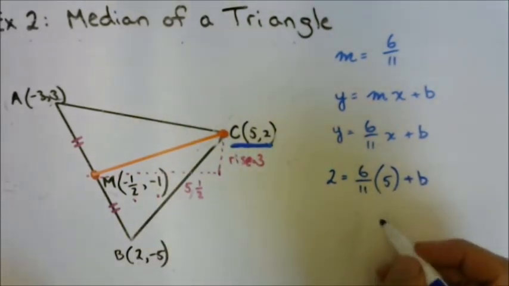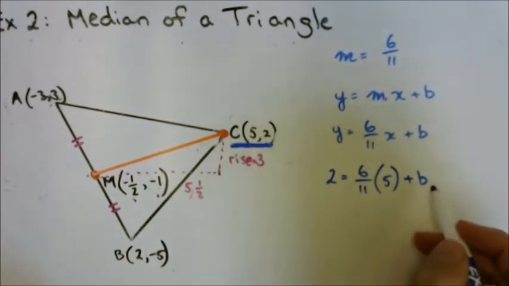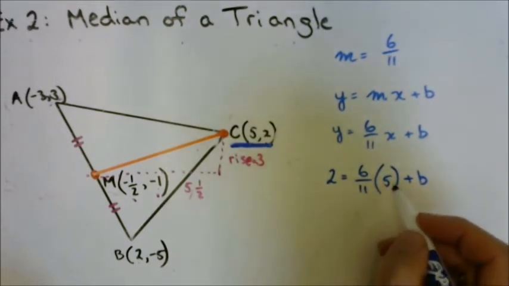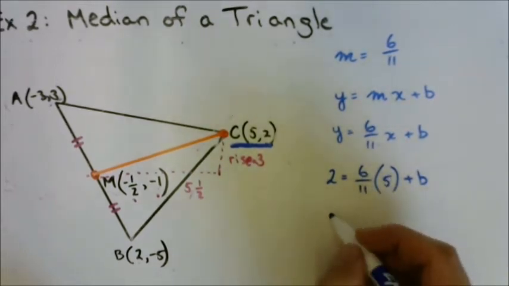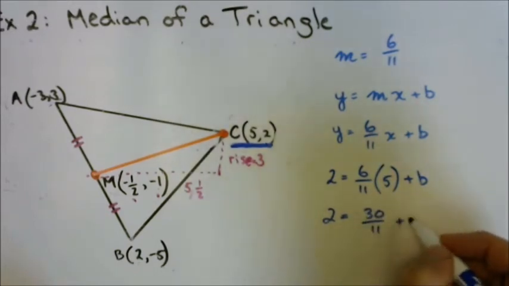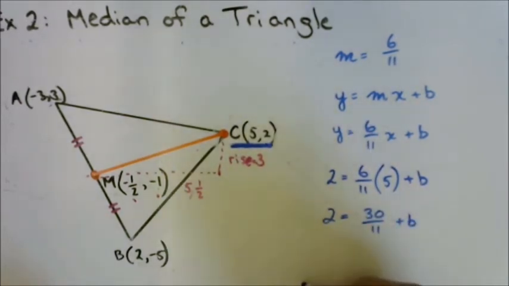Plus b. Now all I need to do is rearrange and use my algebra skills in order to get b by itself and the rest of the information on the other side. So I'm going to multiply this out here, top times top, bottom times bottom. That leaves me with 2 equals 30 over 11 plus b. Now I'm going to go ahead and subtract 30 over 11 from both sides.